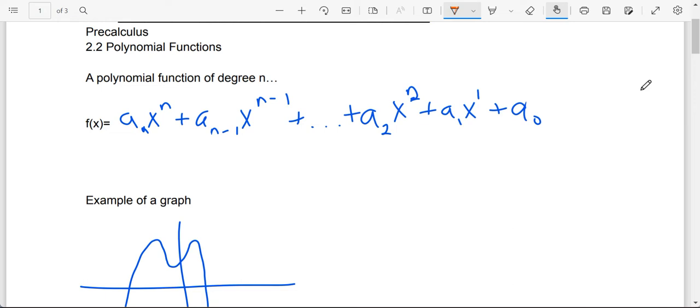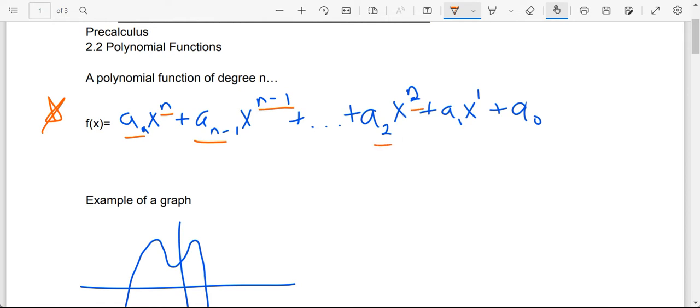All right. So this right here is just the standard form of your polynomial function. I know it looks daunting, but all this really means is that the n's that you see here, this coefficient matches up to this power. This coefficient matches up to this power. This coefficient matches up to this power.